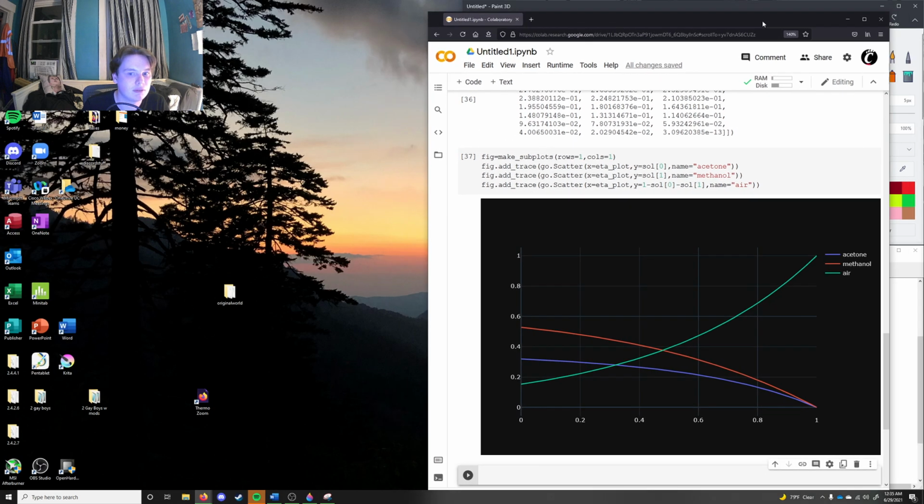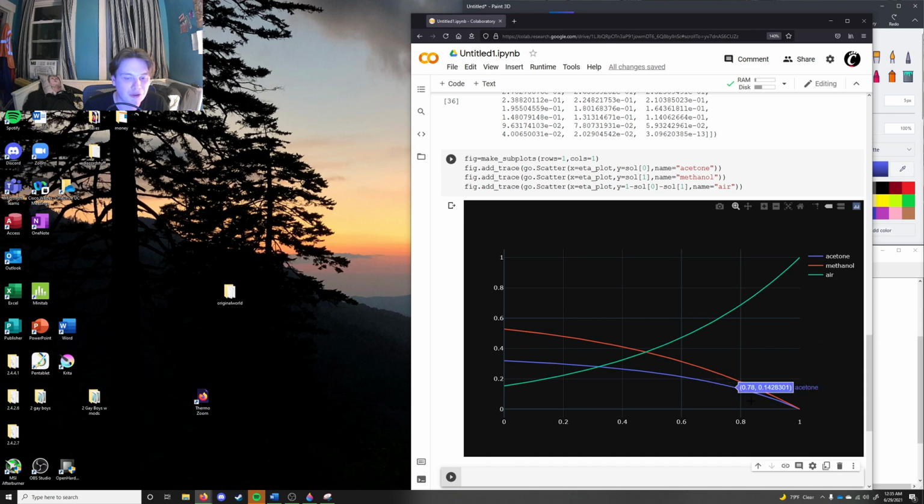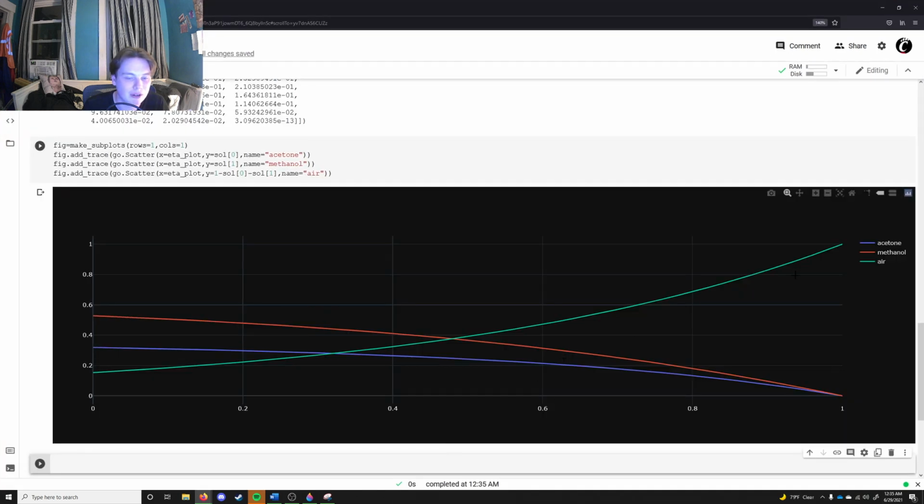but if I were to close it a little bit, it looks better. So we finally have our plot, and this shows you that methanol starts at a higher mole fraction, and it goes all the way to the top. This is eta adjusted. This is our scaled eta.